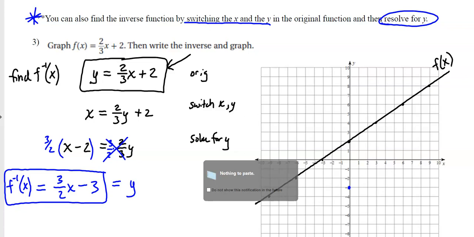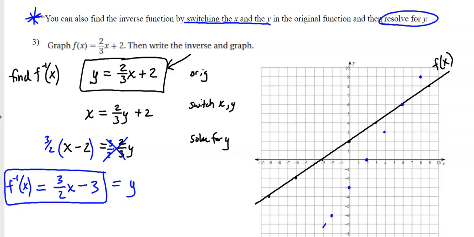And it goes up 3/2. Up 3/2. Up 3/2. Up 3/2. And I'm going to graph this one. So there is the inverse of f of x.